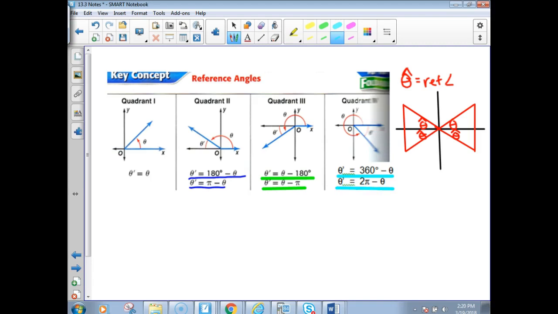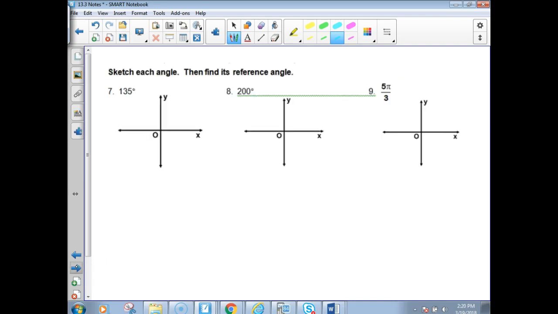Now I'll show you. It'll make sense just by looking at the different pictures we'll draw. We're going to draw the angle, and then we're going to figure out the reference angle. Remember, all your angles start with the initial side on the positive x-axis. So 135 is going to put me in quadrant 2. The rule said if you land in quadrant 2, then you do 180 minus theta, which is 180 minus 135, which gives you 45 degrees. So your reference angle is 45 degrees. The answer is 45 degrees.